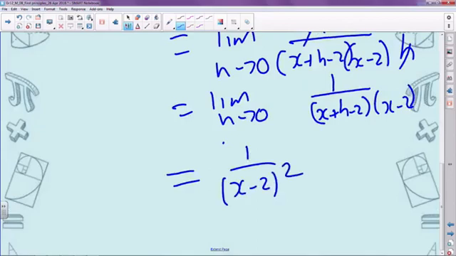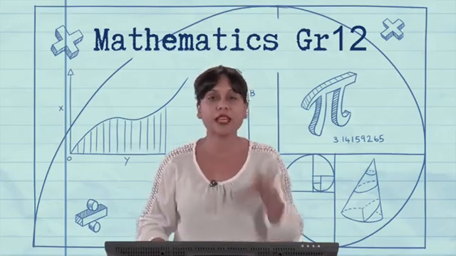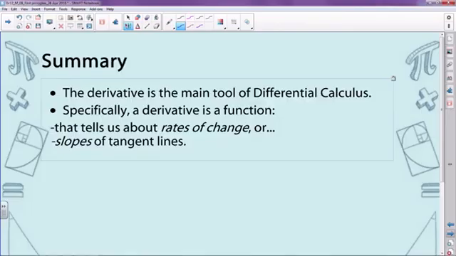Okay, so I really sped through that. Hopefully you got all of those steps down. So just a reminder that the derivative is the main tool that we use in differential calculus, and specifically a derivative is a function. It tells us about the rates of change or the slope of the tangent line.